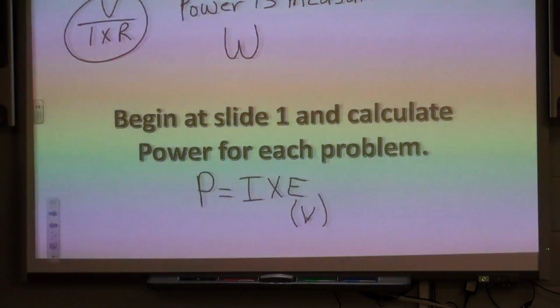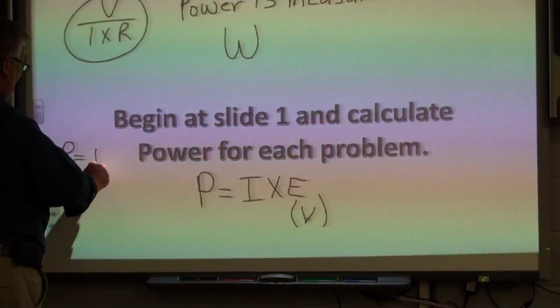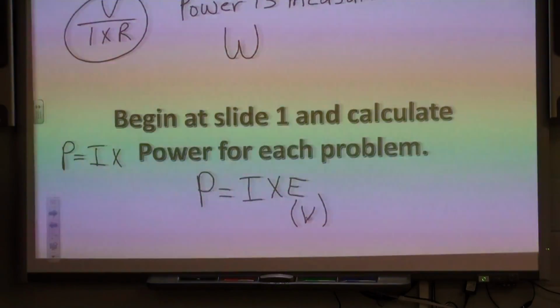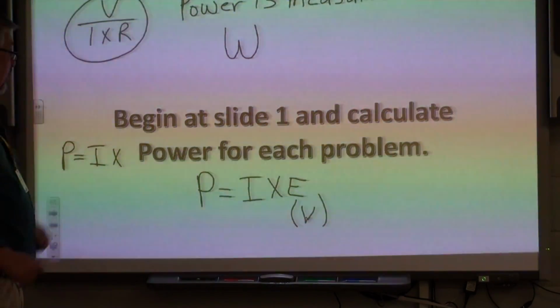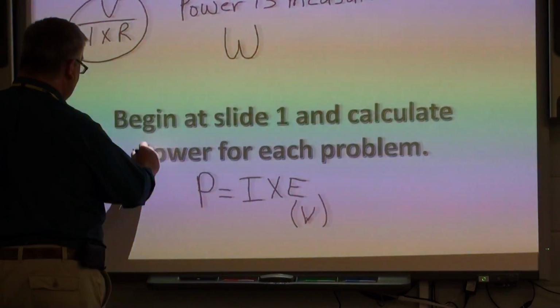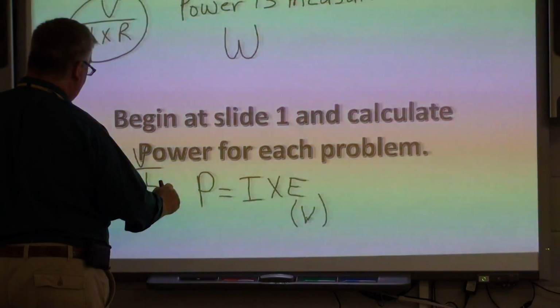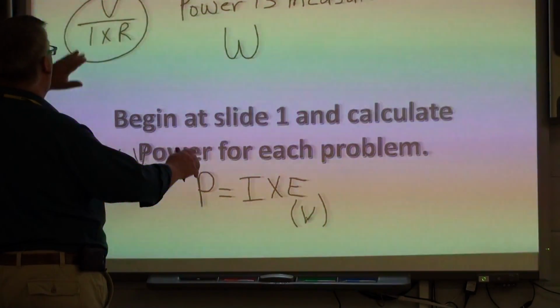Let's say we have I and R instead of I and V. So we have P equals I, and we have R, not V. What is R equal to? V over I. Actually, that doesn't work. Well, let's just say R is V over I.